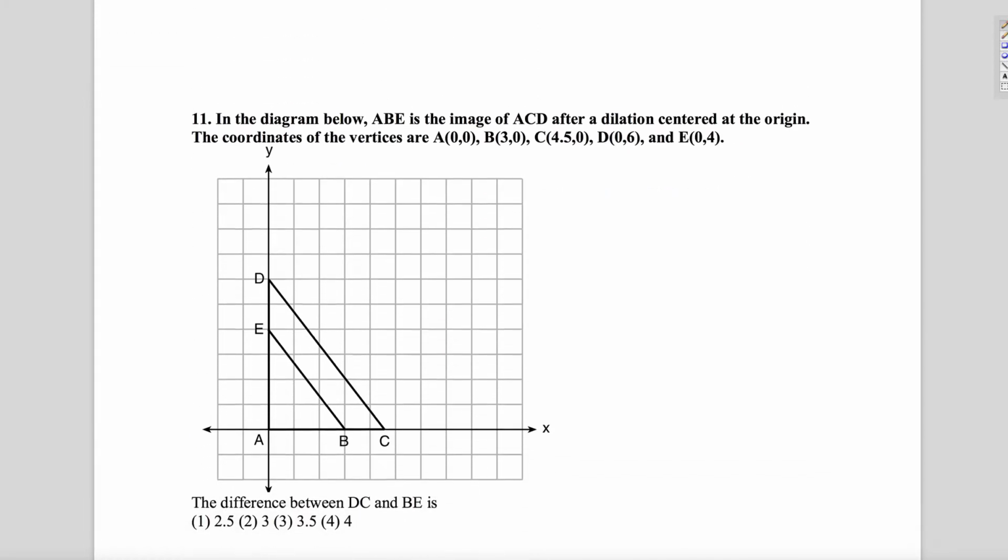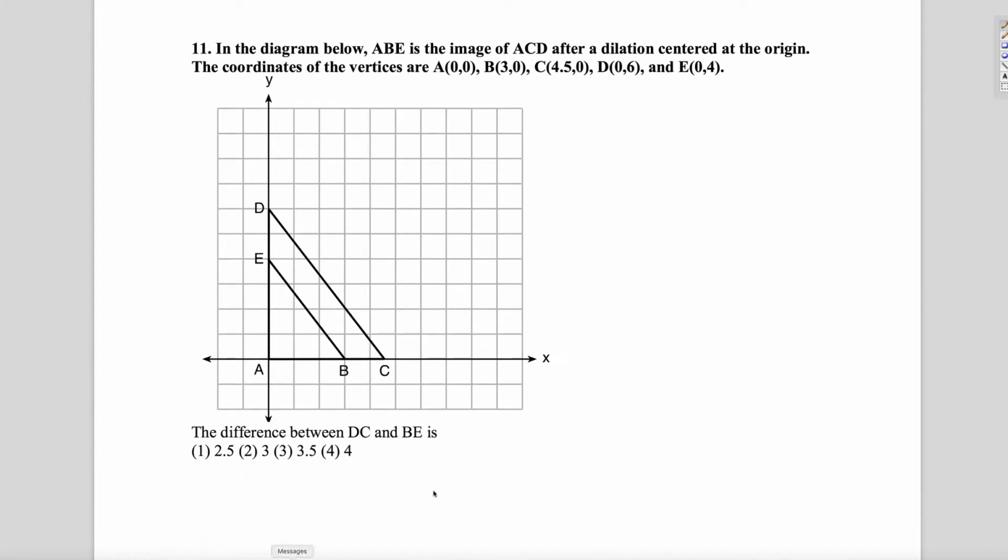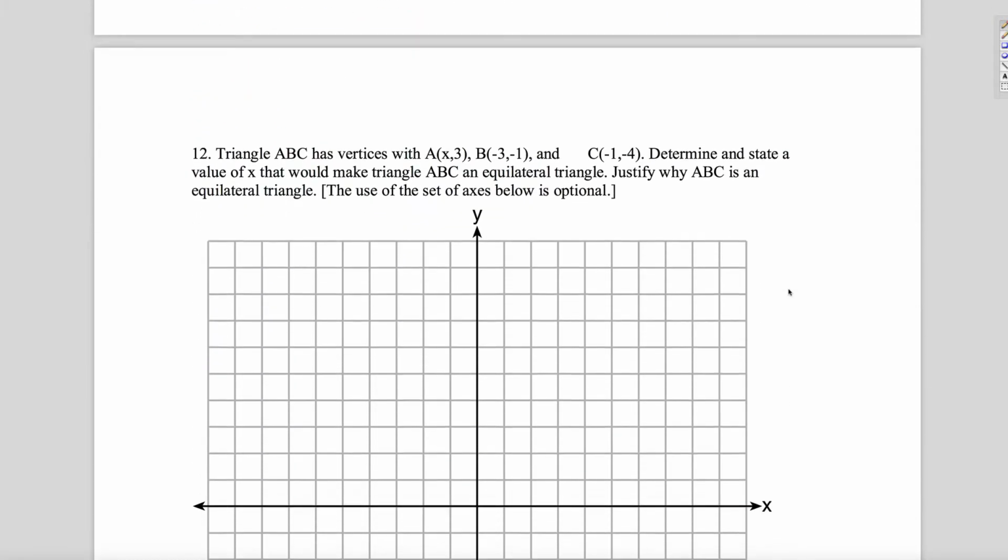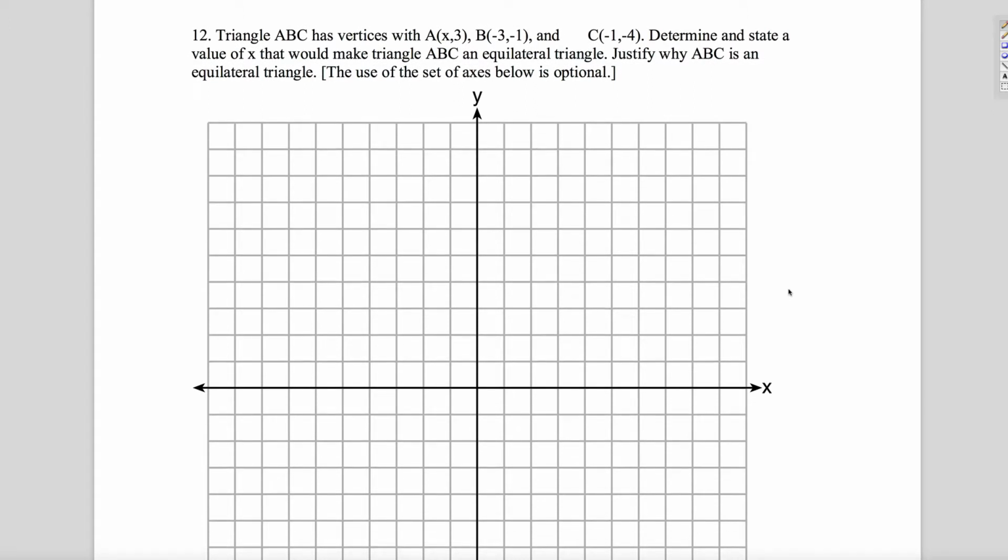Okay, again here they want to know what's the difference between DC and BE. So you got to find DC, find EB using the distance formula. Some of them will want to do other stuff, distance formula, and then subtract. Coordinate proofs. This is a pretty hard proof here, a pretty hard coordinate proof. So they tell you B is -3, -1. Always, oh sorry, -3, -1.